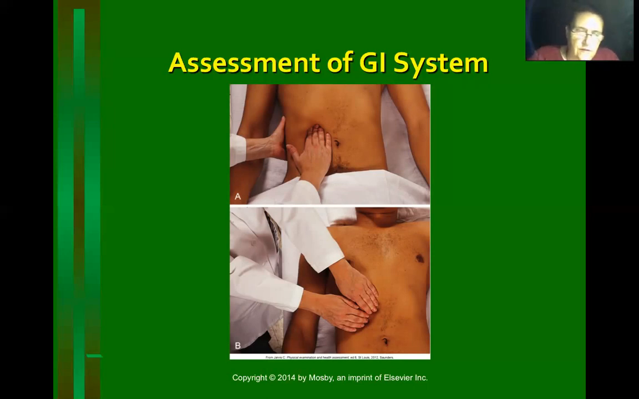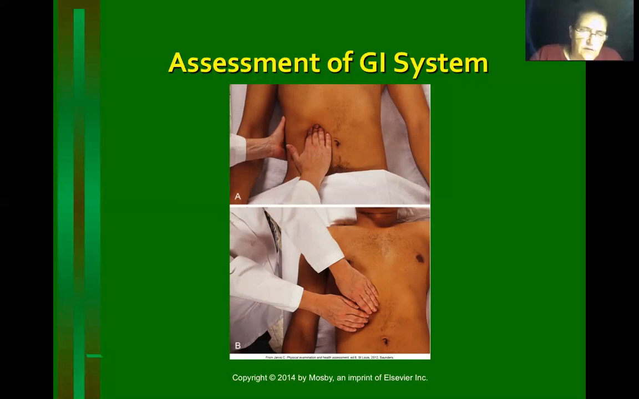If you're palpating the edge of the liver below the costal margin, 3 centimeters below the costal margin, that's abnormal, and that should be reported to the provider. So the only time you really feel the liver is with a deep breath.